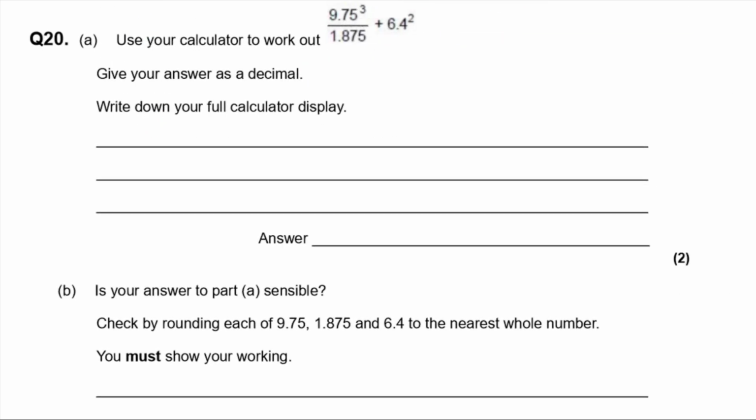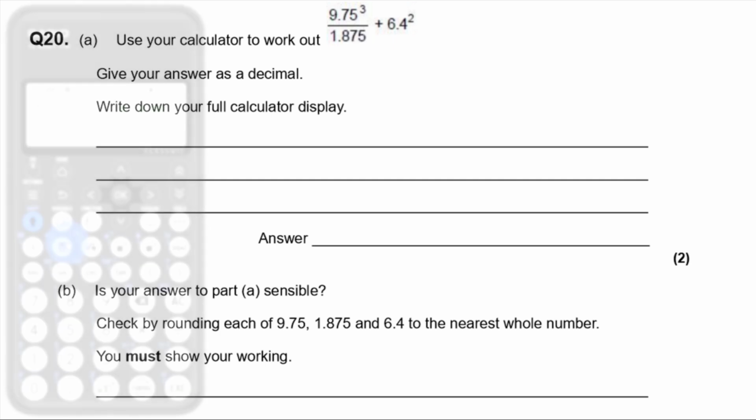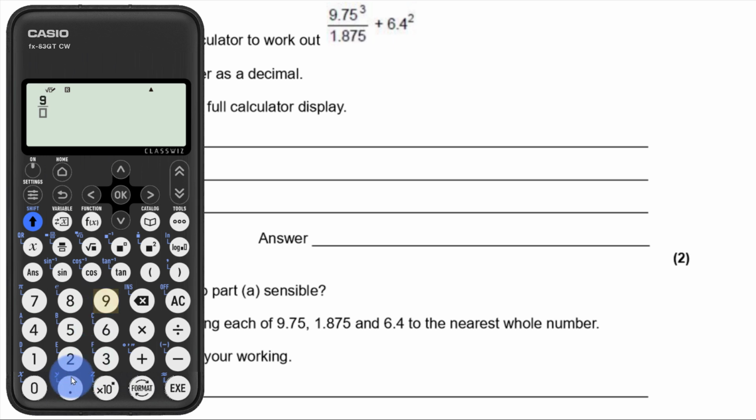Similar question for question 20. First we need to do it properly with the calculator. So I'm going to use the fraction key so I can write it down like it is on the page. I've got 9.73. Use the power key, put the 3 in, and I press the down key to get down to that bottom box. I'm going to write 1.875 in there, and I'm going to press the right key to come out of the fraction. Then I can press the plus and then the 6.4 squared. Now if you have a look at my screen, it looks just like it does on the page over there. So I should be good. Okay, so I'm happy with my calculation.